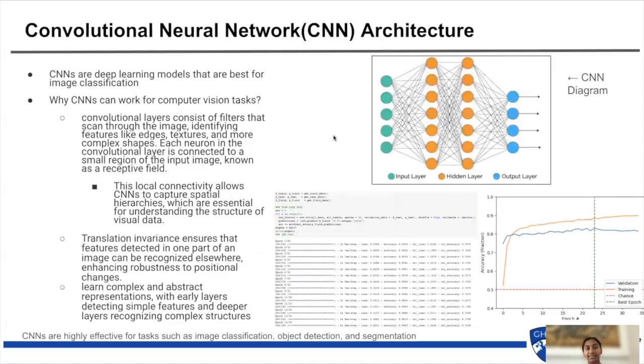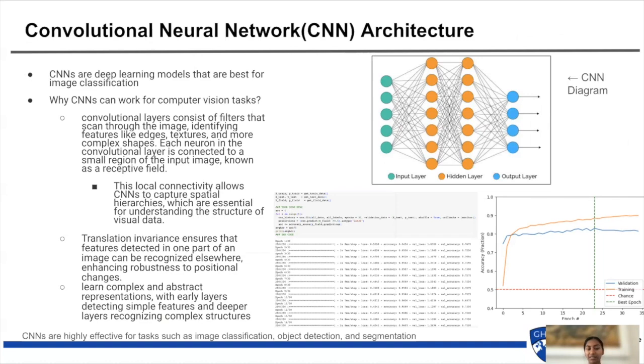So what are CNNs, convolutional neural networks? They're deep learning models that are best for image classification. There on the right top is a diagram of what a CNN is composed of: convolutional layers with each layer composed of different neurons. Convolutional layers consist of filters that scan through the image and identify features like textures and more complex shapes, and each neuron in the convolutional layer is connected to a small region of the input image known as the receptive field.